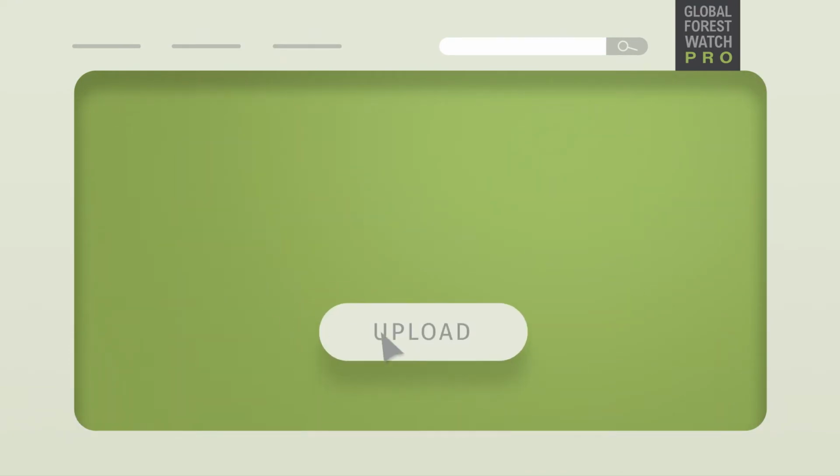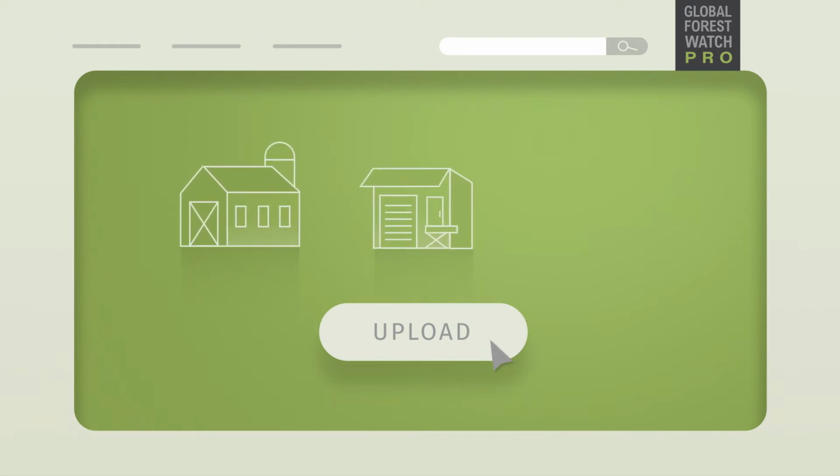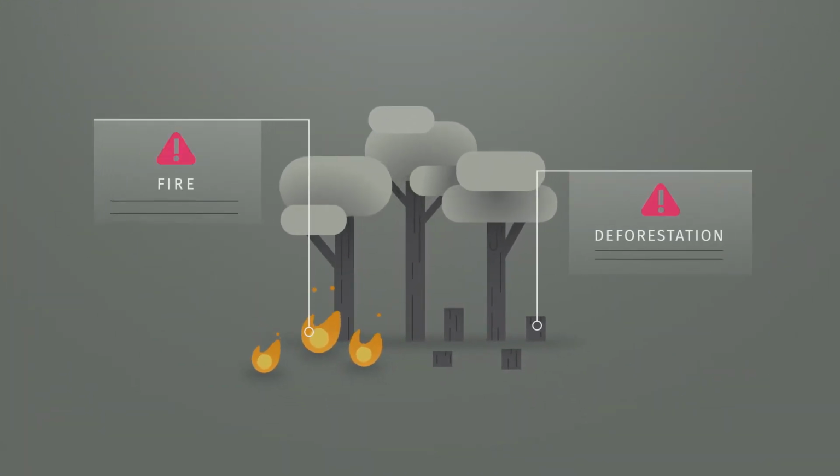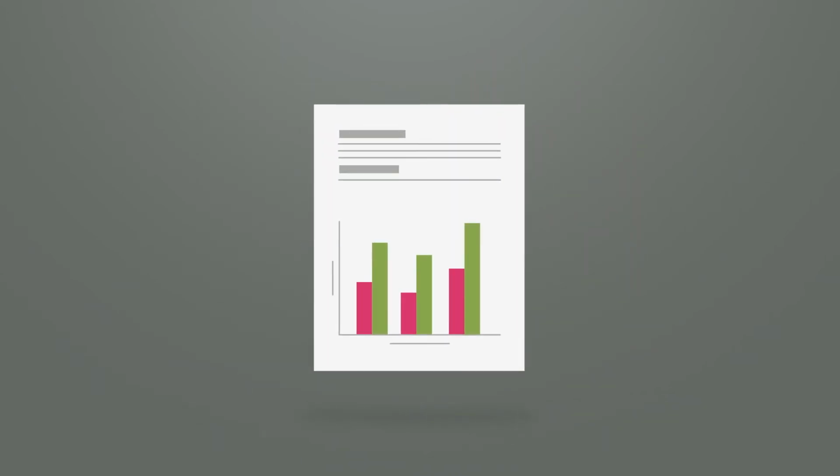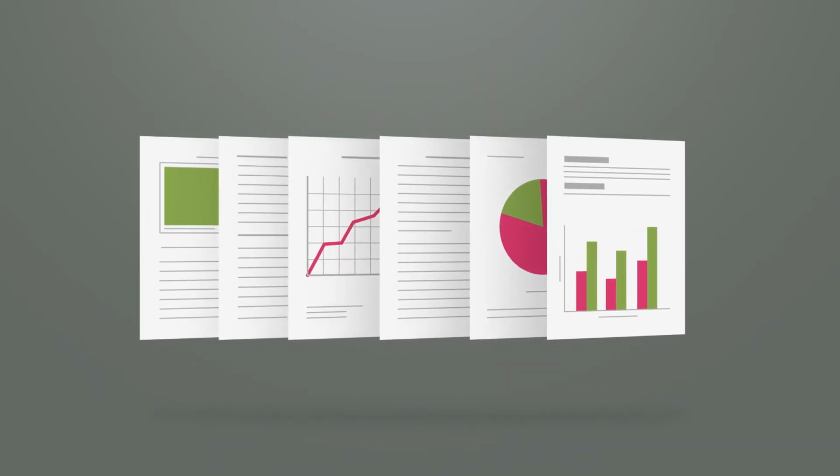Now, companies can upload data from farms, production facilities, and other supply chain locations for commodities worldwide. Monitor near real-time deforestation and fire alerts. Investigate using interactive maps and access the World Resources Institute's scientific analysis.